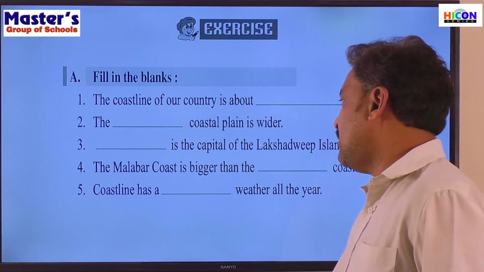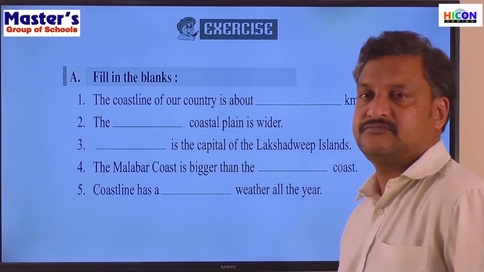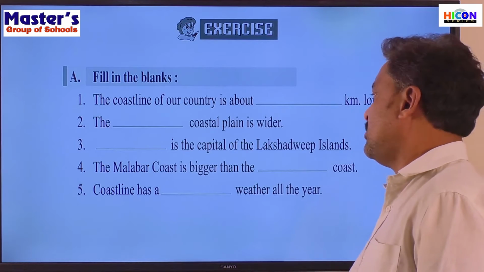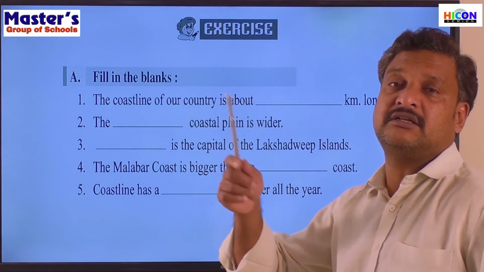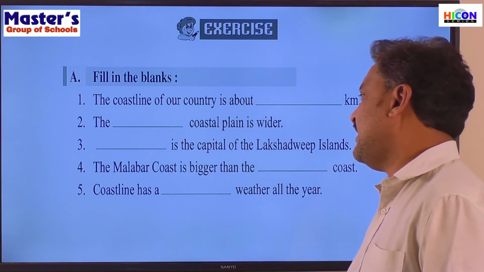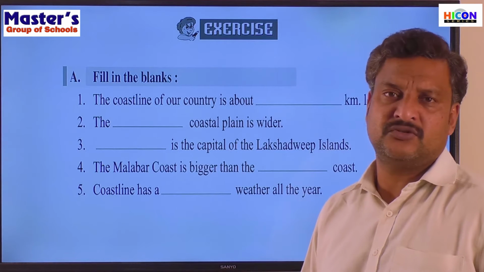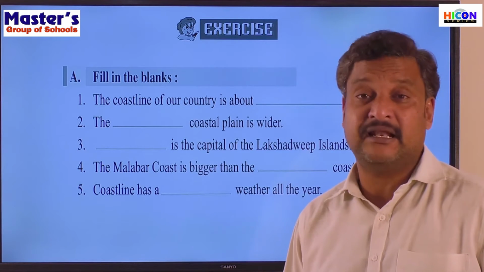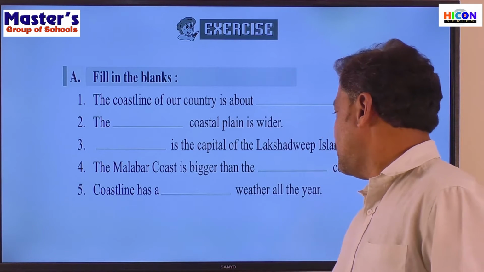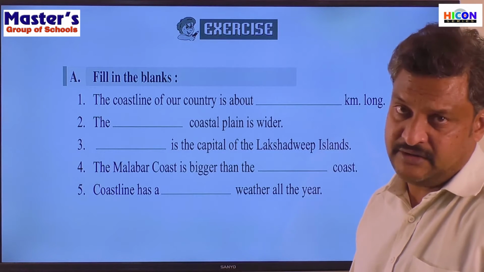Now, Malabar coast is bigger than which coast? Konkan coast, isn't it? Malabar coast is bigger than the Konkan coast. Both of these, along with the Gujarat coast, are the three coastal regions in the western coastal line. Coastline has a dash weather all the year. We have already seen it because of the sea breeze and land breeze. It's a steady climate. What kind of climate is seen on the coastline? Steady weather is seen all throughout the year.